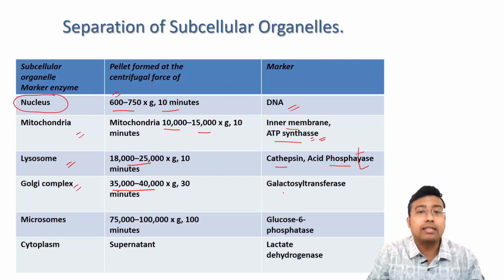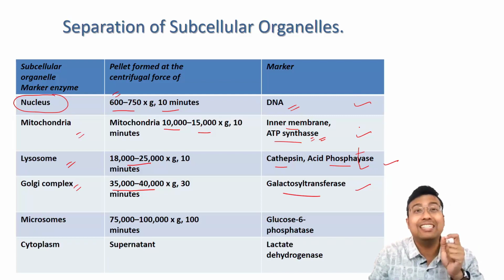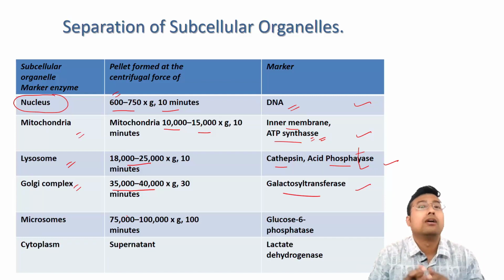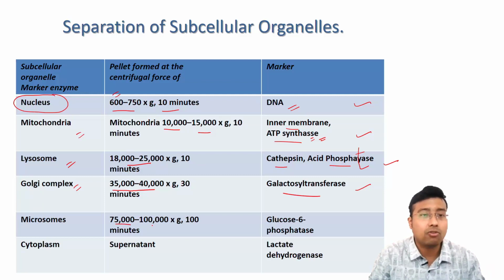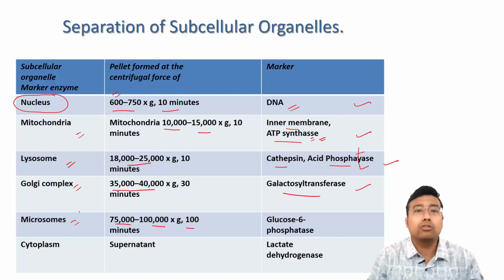Alright, the marker is galactosyl transferase. These are very important for MCQ, for both first prof exam, terminal exam, as well as your NEET PG exam. Next, microsomes. For microsomes, we need to spin for 1 to 2 hours at a speed of 75,000 to 1 lakh G for 100 minutes. The microsomal marker is glucose 6 phosphatase.